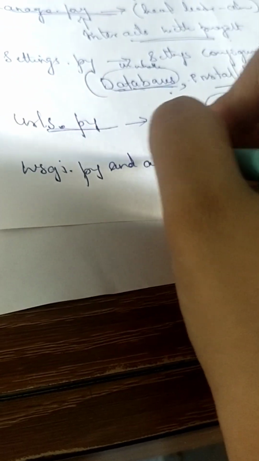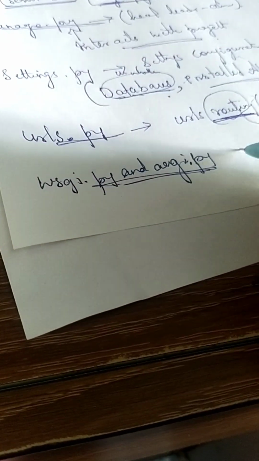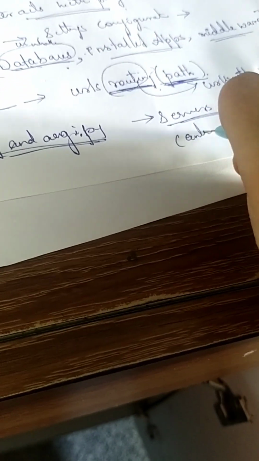And then we also have wsgi.py and asgi.py. Both asgi.py and wsgi.py are your entry points for the server. So both of these are your entry points for the server.